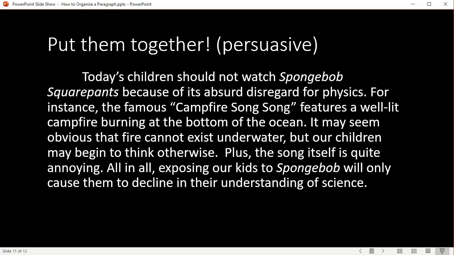Again, I hope you see how well that paragraph flows. If I wanted to make it longer, I would include the piece of evidence about how SpongeBob somehow has a working faucet in his kitchen, even though he's underwater.